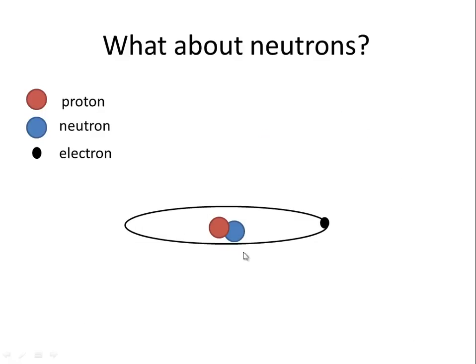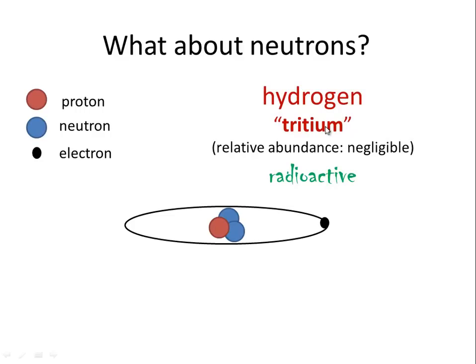And finally, we don't have to stop with one. We can actually put two neutrons in the nucleus of a hydrogen atom, and that forms a third type of hydrogen called tritium. If deuterium is rare, tritium is almost negligible. There's very, very little of it naturally occurring, but when you do find it, it is radioactive. So what would the nuclear symbol be for tritium? Give it a shot. Hopefully you had 3 over 1. If you got 3 over 1, you are absolutely correct.